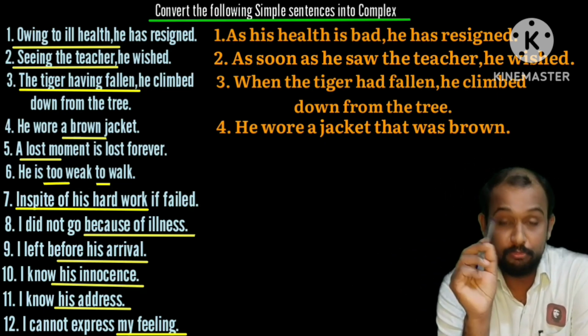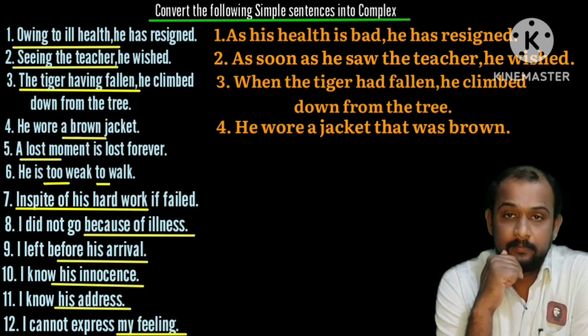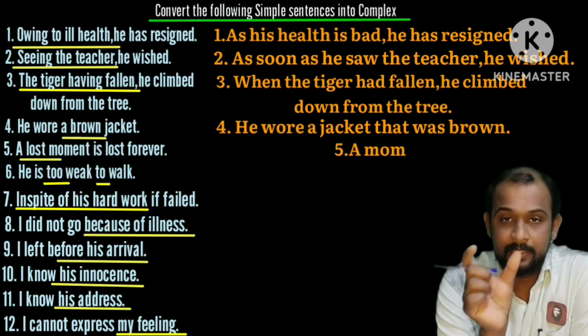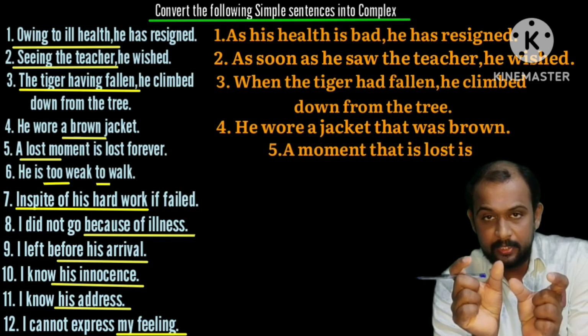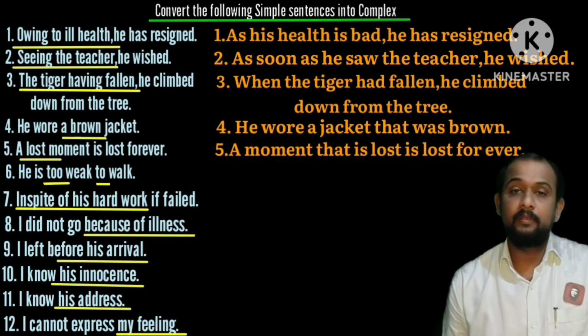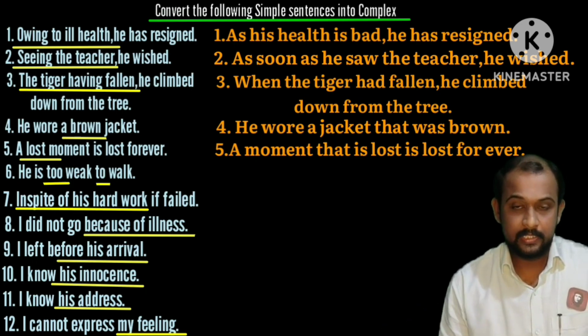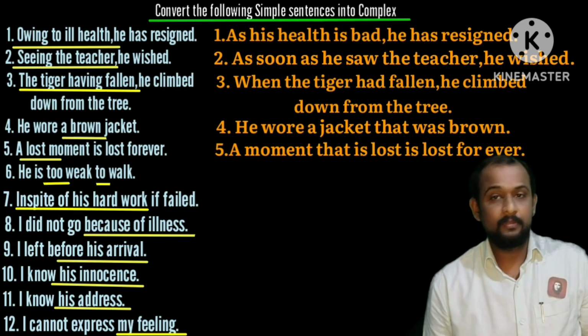Similarly here, you make moment the antecedent. See here, a moment that is lost. That is lost is the clause here. See, that is a subordinator. It is a subclause. A moment that is lost forever. Got the point, dear students?